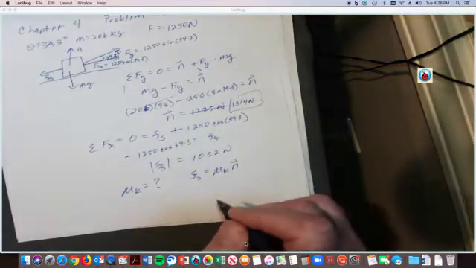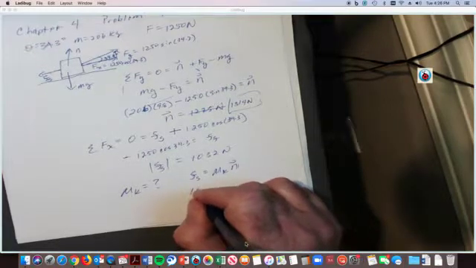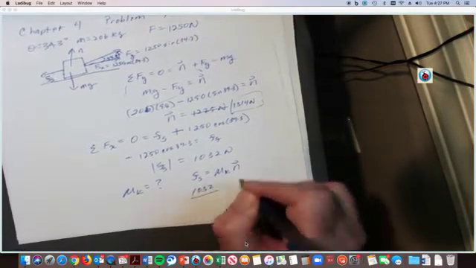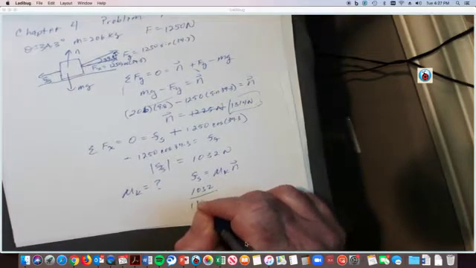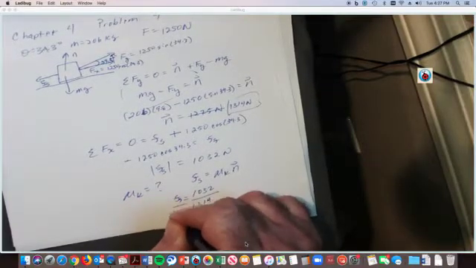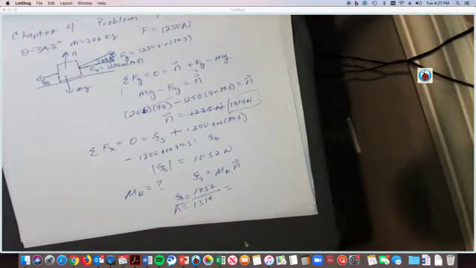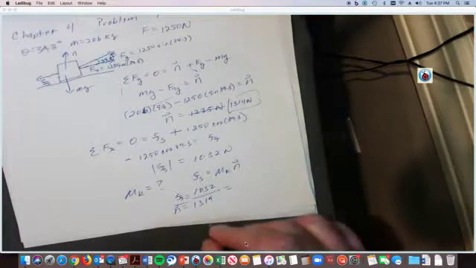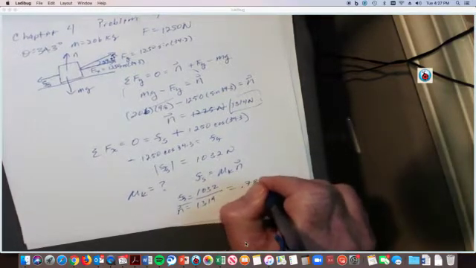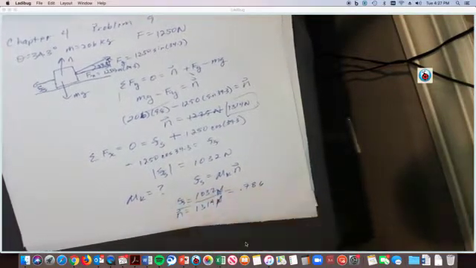So if I take f of s, which I got as 1032, divided by the normal force, which is 1314, this is f of s divided by the normal force. 1032 divided by 1314 is equal to 0.786. Notice no units, because this is newtons and this is newtons. So there's no units there.